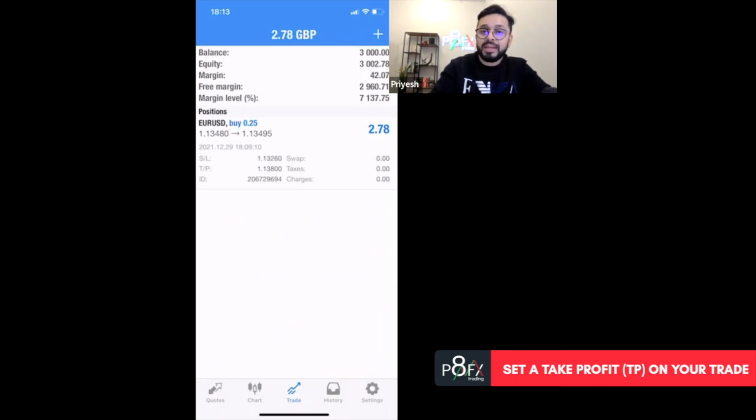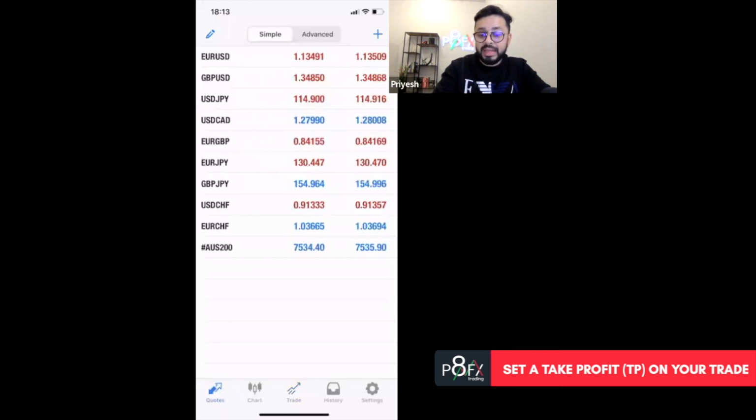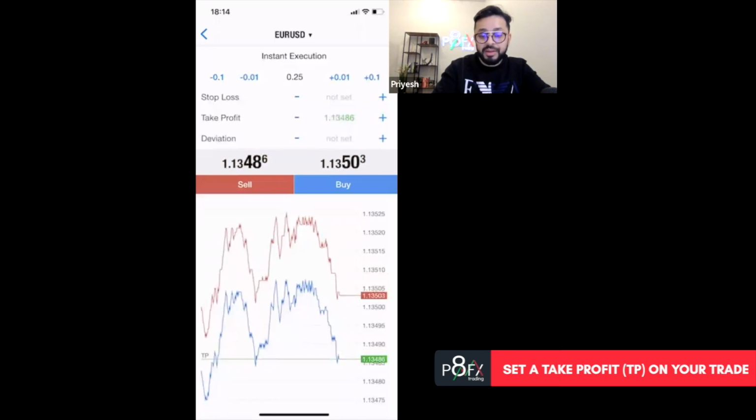You can also place a take profit before the trade is even executed, literally just by going to the quote screen, clicking on the trade that you want, go to trade, and then you can add your take profit and your stop loss before the trade is even taken place.